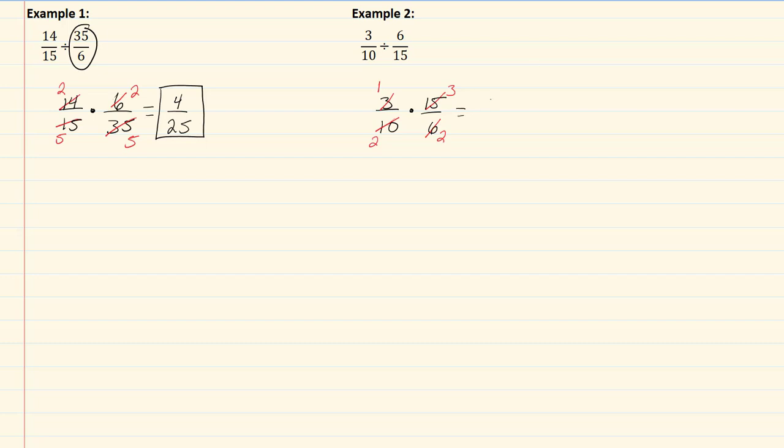We have 1 times 3, which would be 3, and 2 times 2, which would be 4. Double check my answer to make sure I have no common factors. 3 and 4 have no common factors, so that is my final answer.